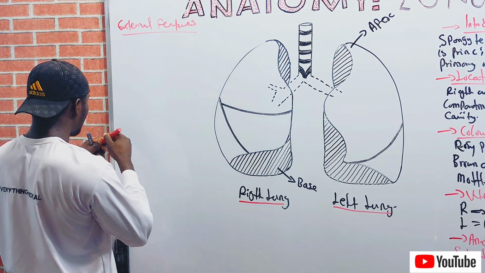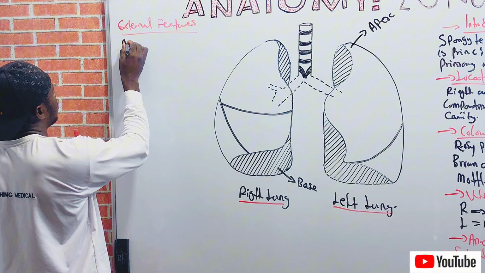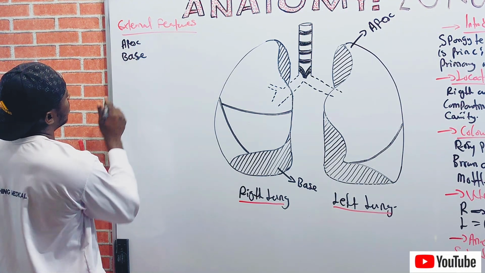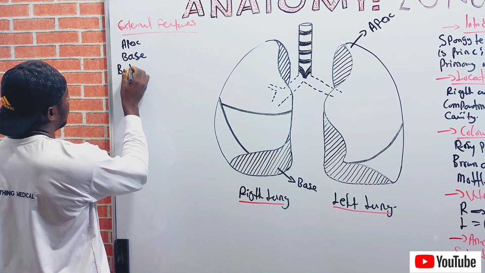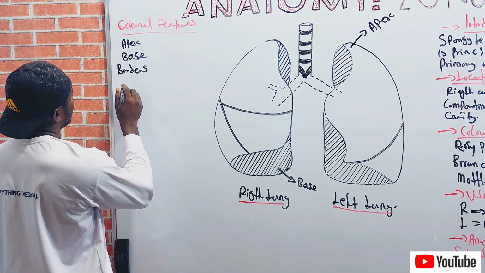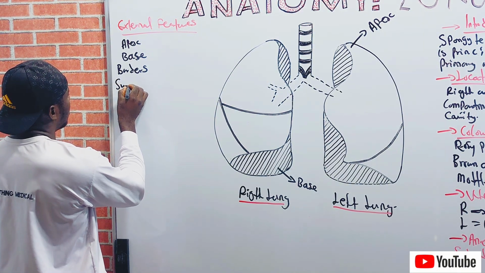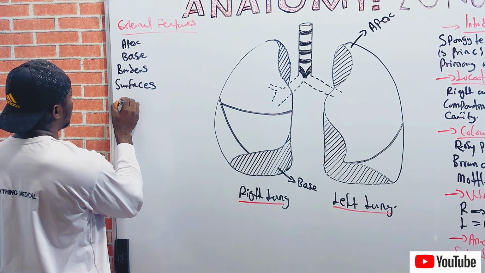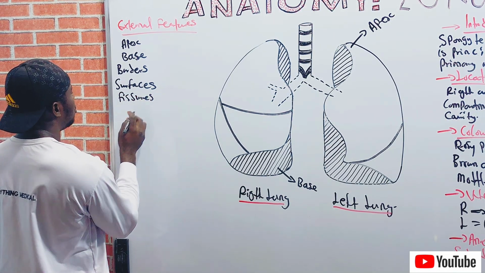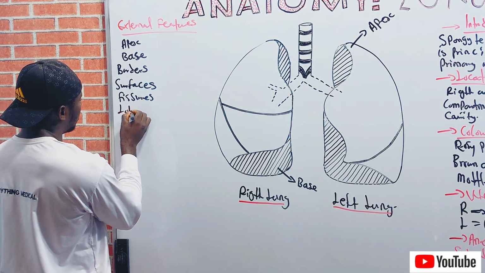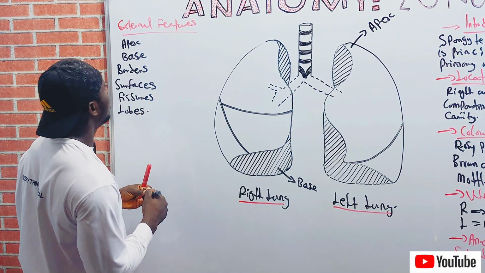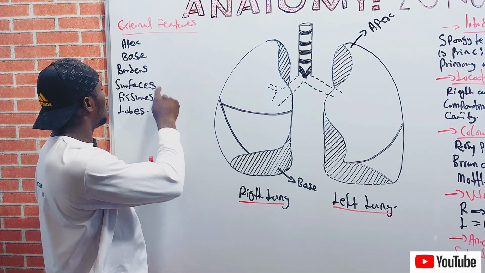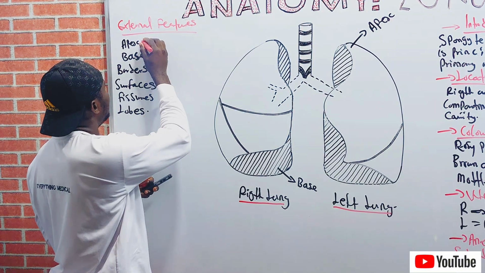External features. We have the apex, the base, borders, surfaces, fissures, and lobes. So these are the external features of the lungs. We'll talk about the apex, the base, the borders, the surfaces, fissures, and the lobes. Now let's start with the apex.